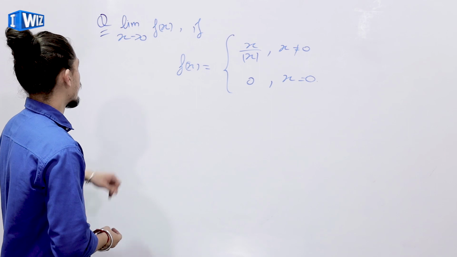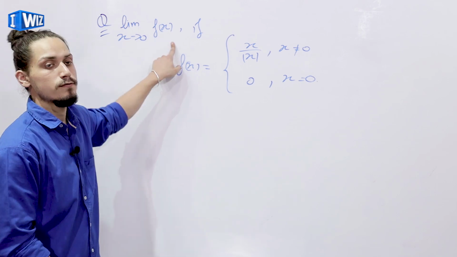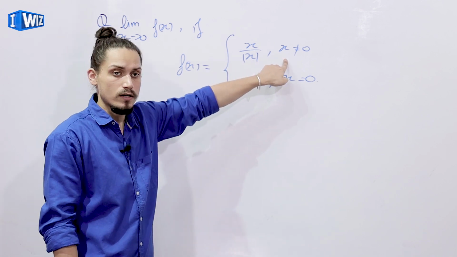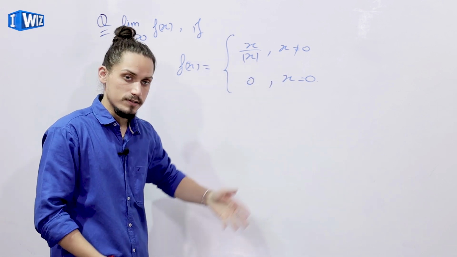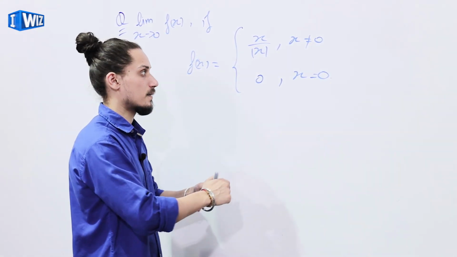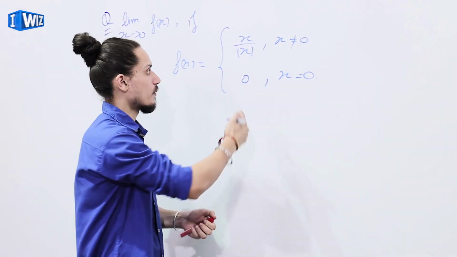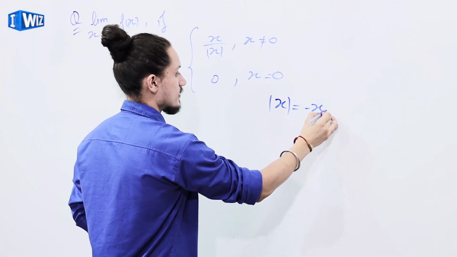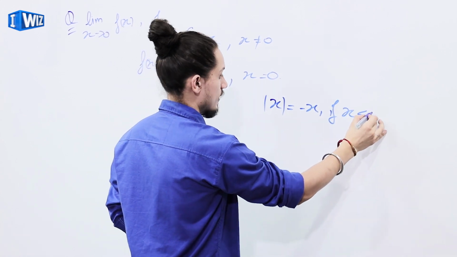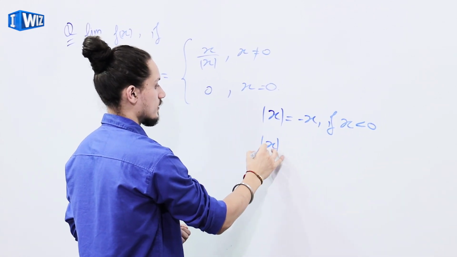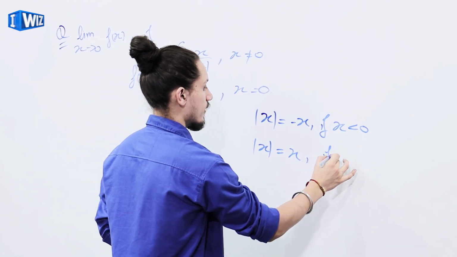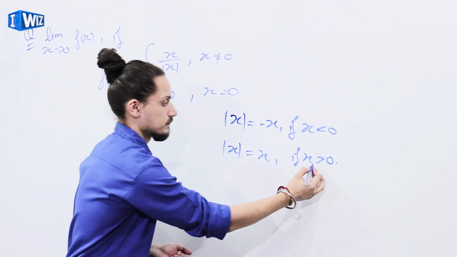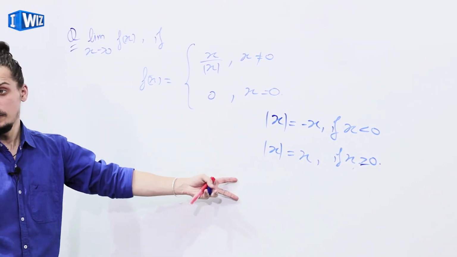In this example, we have to find limit x approaches to 0 of f of x, if f of x is x upon modulus of x at x not equal to 0, and 0 if x is equal to 0. Now, before we solve this example, let me remind you of the property of modulus of x. Modulus of x is equal to minus x if x is less than 0, and modulus of x is equal to x if x is greater than or equal to 0. This is the property of modulus of x.